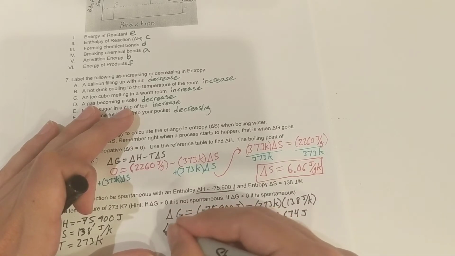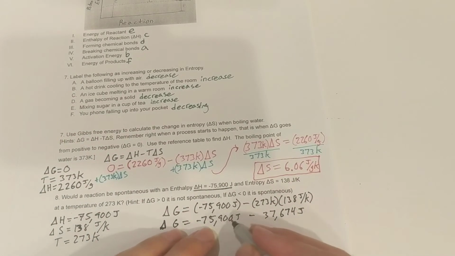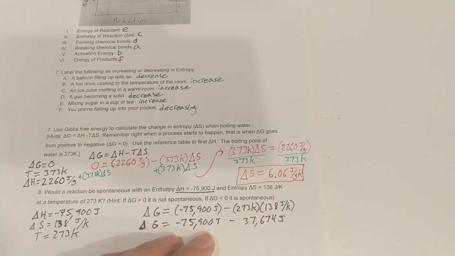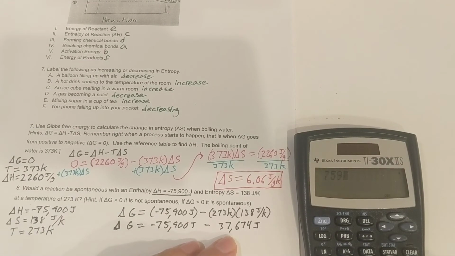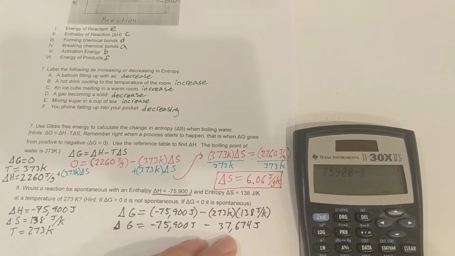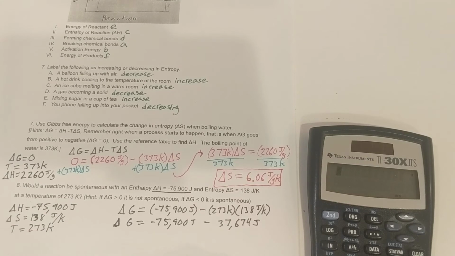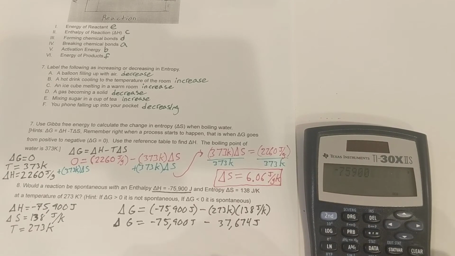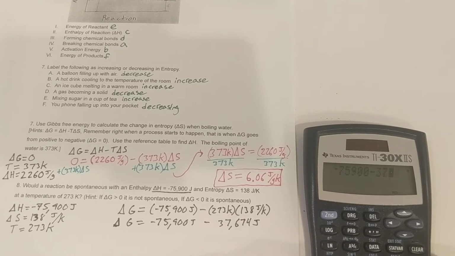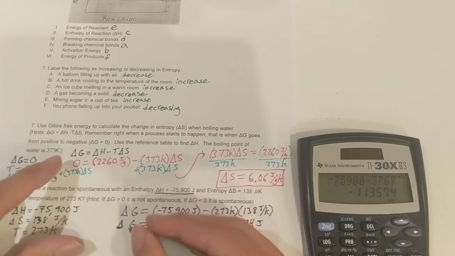So our delta G is going to be equal to negative 75,900 minus, oops, what did I do? Negative 75, almost put positive there. So negative 75,900 minus 37,674. And we'll get a very large negative number.